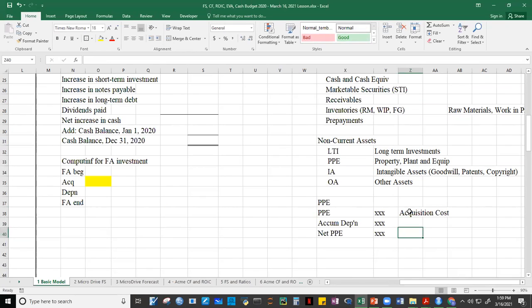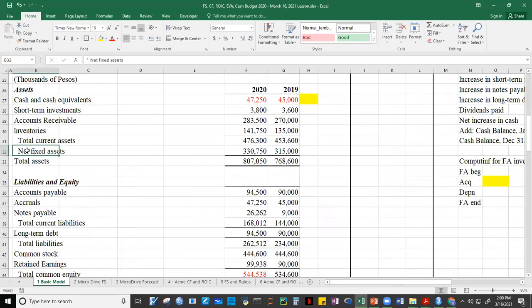What's this, guys? This is your book value, no? Yun yung book value. Pagkatapos natin i-minus yung mga accumulated depreciation, you have now your net PPE, that's your book value. Okay, so dito ang pinakita lang sa atin yung net fixed assets. I'm going to explain this more kasi importante yung net fixed assets sa pag-construct ng statement of cash flows.